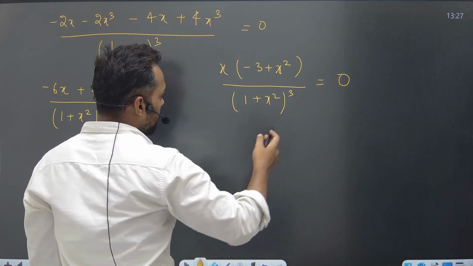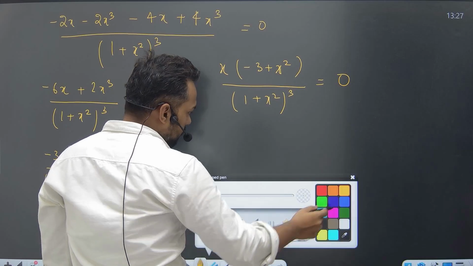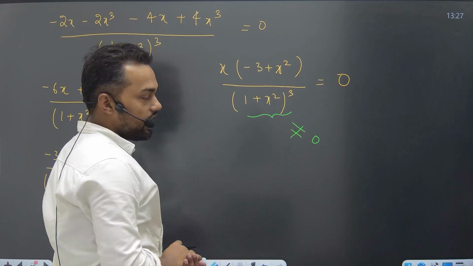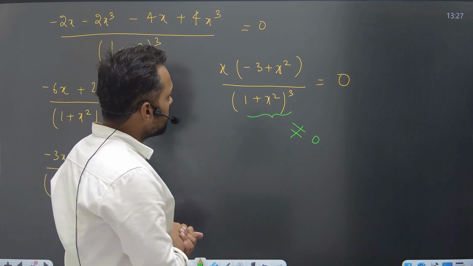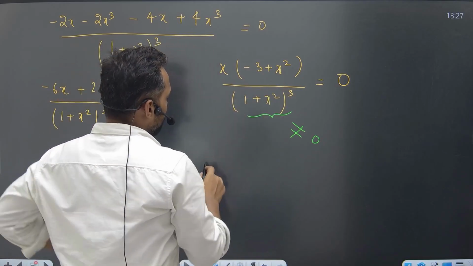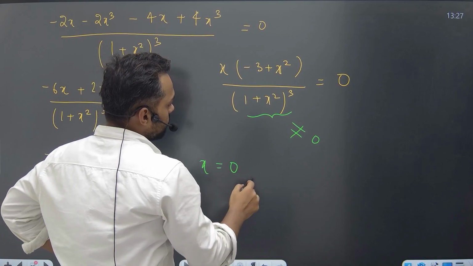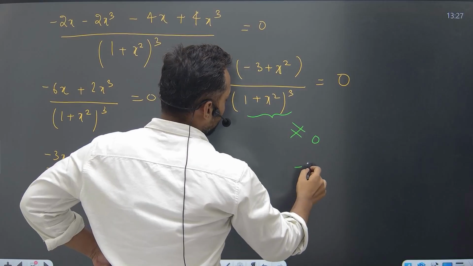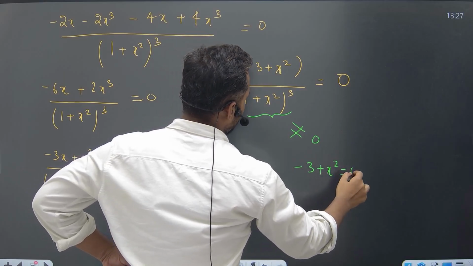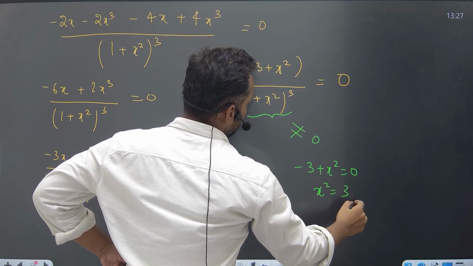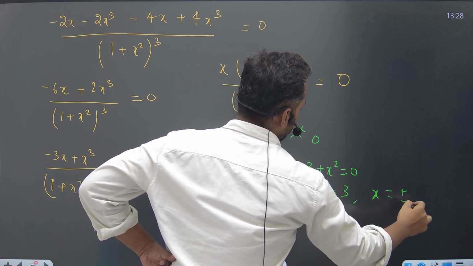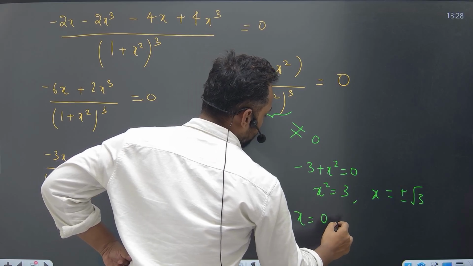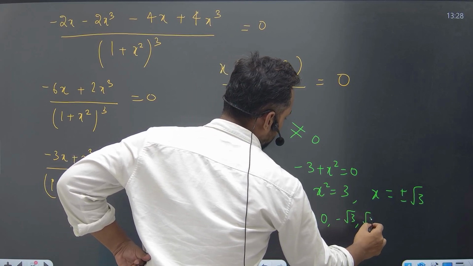To find out the critical points, student, we need to see that the denominator part can never be equal to 0. It is a positive function. So in the numerator part, x will be equal to 0. Now for this part, this must also be equal to 0. So negative 3 plus x squared equals 0. So x squared here will be 3. So you'll get x equals plus minus root 3. So the possible values of x here will be 0, negative root 3, positive root 3.